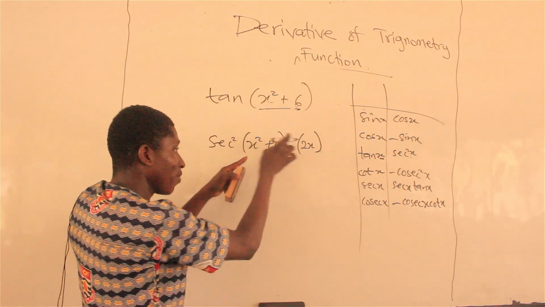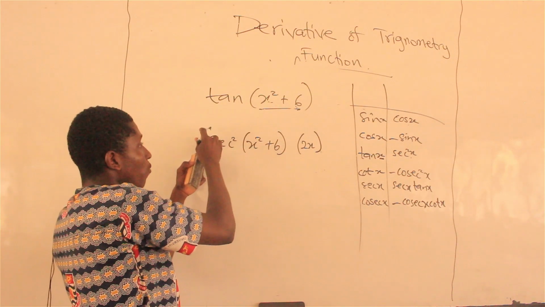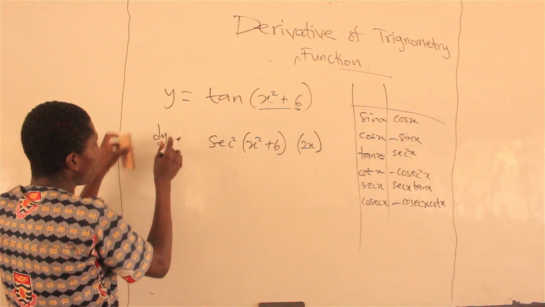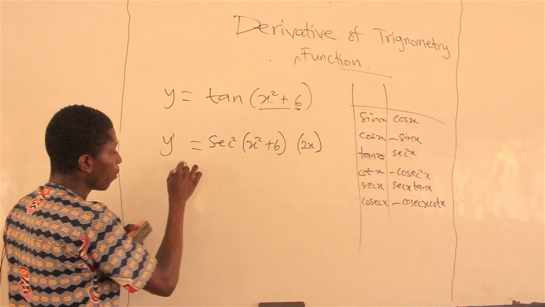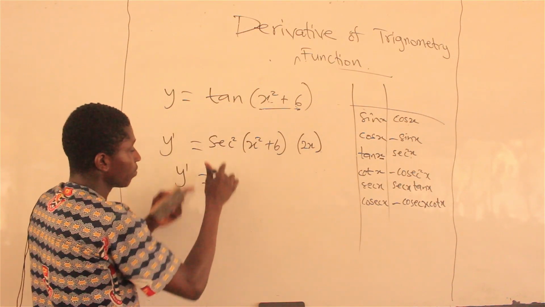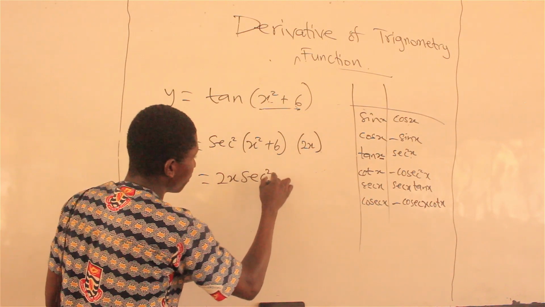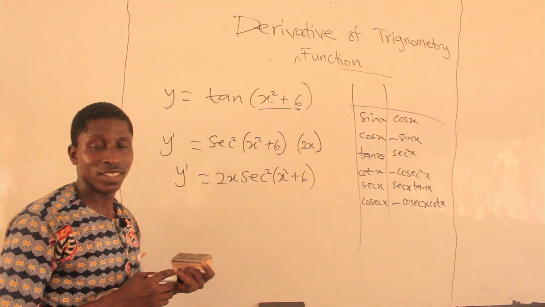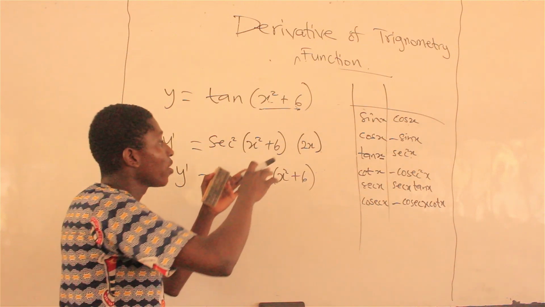Take a look, you cannot multiply this by this, because this is an angle. So you just bring it, multiply by the coefficient here. So let's pick y prime. Therefore, y prime will give us, you can bring this one first, 2s sec square of s squared plus 6. So these are just a summary of how you differentiate the trig function.